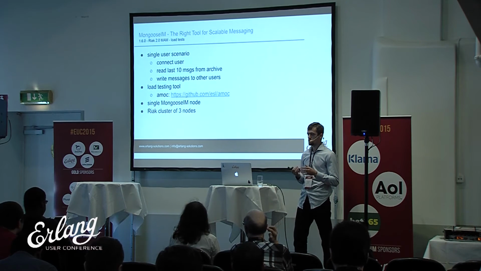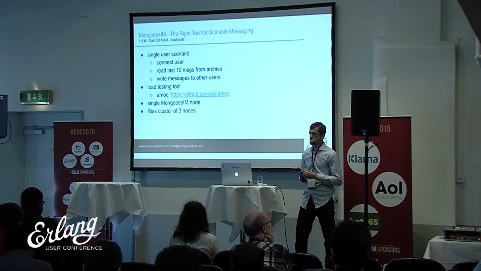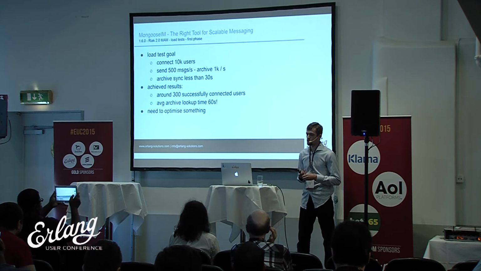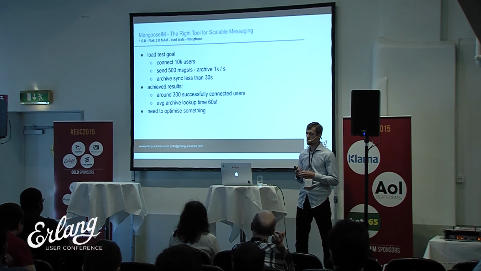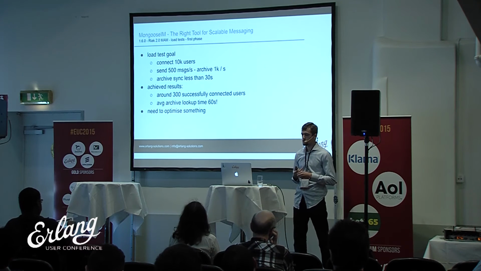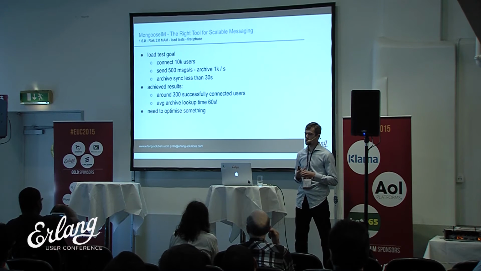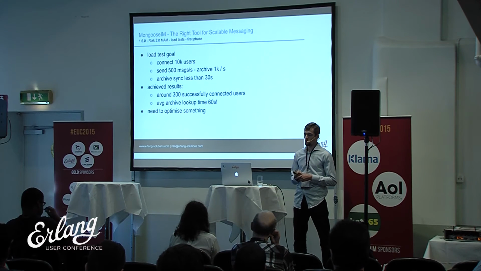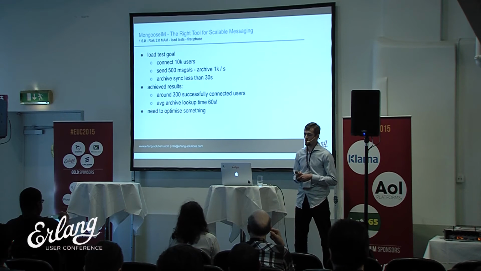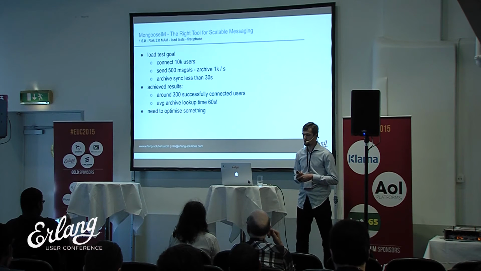The tested environment was a single MongooseIM node and a Riak cluster consisting of 3 nodes. The goal was to connect 10K users sending 500 messages, which produces 1K objects in Riak. And I put some limit on the archive sync, which should be less than 30 seconds. The achieved result with the first approach was pretty poor. I was able to connect only 300 successful users, and the average archive lookup time was 60 seconds, which was not acceptable, and I had to optimize something.